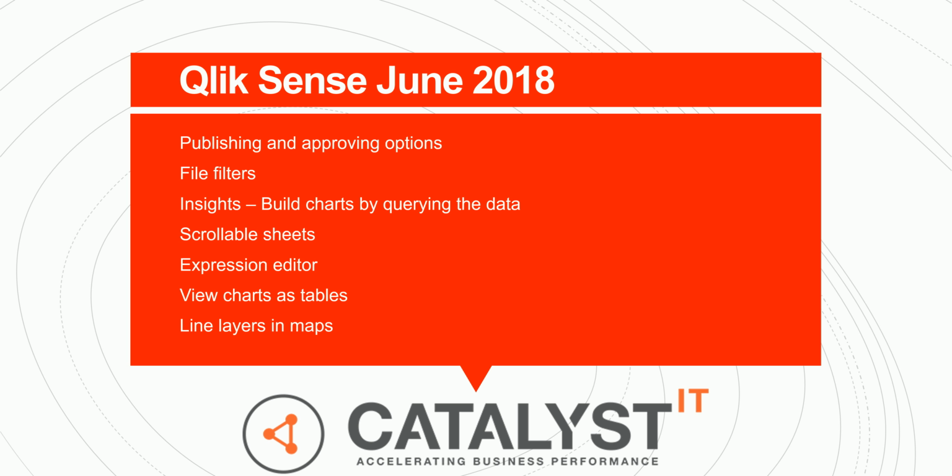There are new scrollable sheets, a new and improved expression editor, and now if you right-click on your charts, you can quickly view them as tables so that you can check those values. Lastly, we'll have a look at line layers in maps, which was previously a feature only available in the GeoAnalytics product. So let's dive in and have a look.